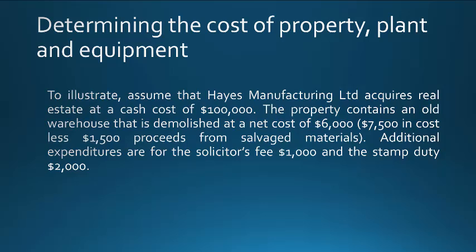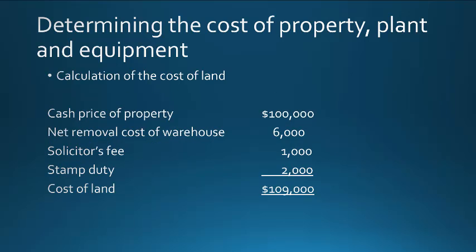So the calculation would be like this. We have the cash price of the property, $100,000. Net removal cost of warehouse, $6,000. Solicitor's fee, $1,000. And then stamp duty, $2,000.